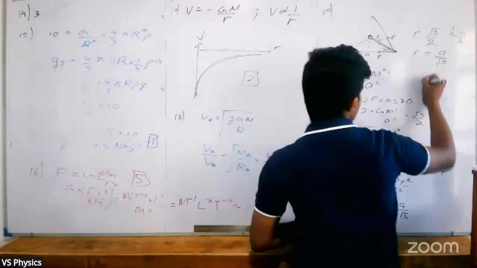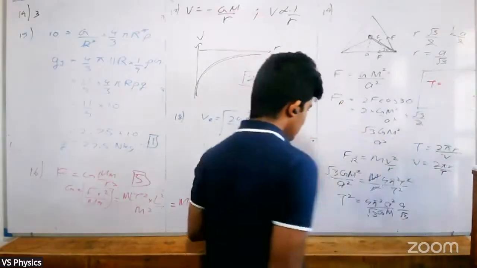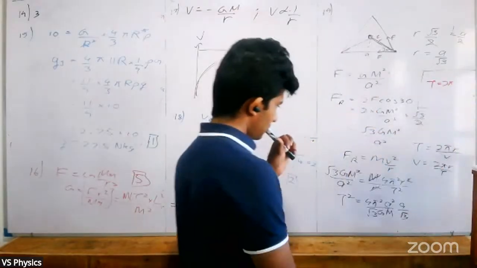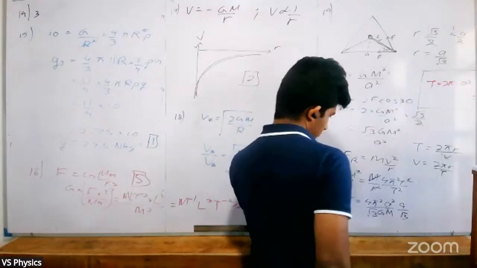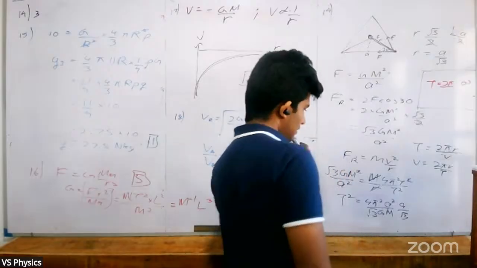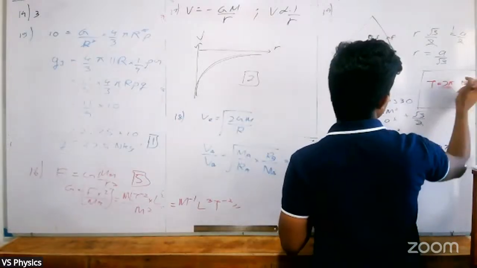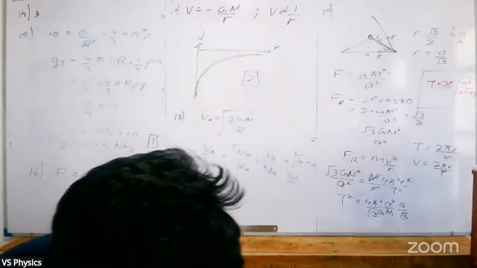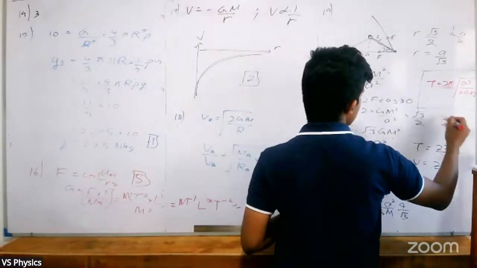So from this we can find that time is equal to 2 pi, a cubed, divided by 3 GM, under a root. So there is such an answer, yes, that is the second answer for this question.